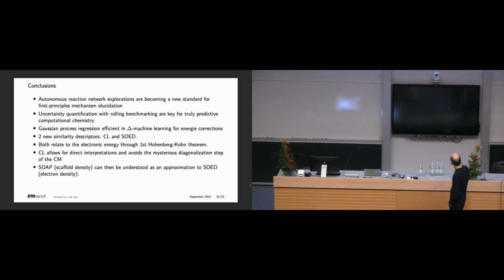Both of them relate directly to the first Hohenberg-Kohn theorem, which I think is nice. And the Coulomb list allows for a direct interpretation, which would be a bit more difficult for the Coulomb matrix after this mysterious diagonalization step. And we can now understand or use SOAP as a model for the smooth overlap of the electron density, if you want to.